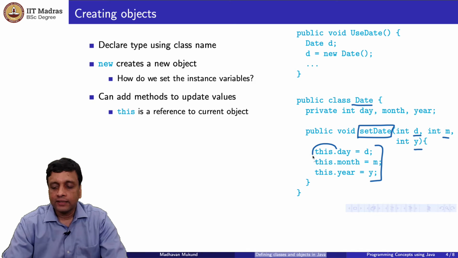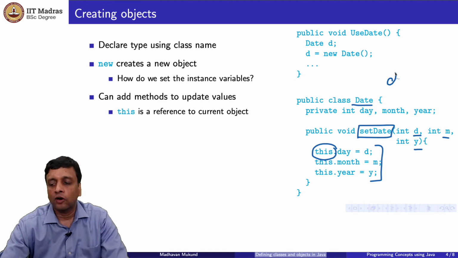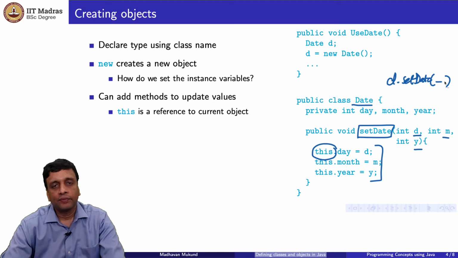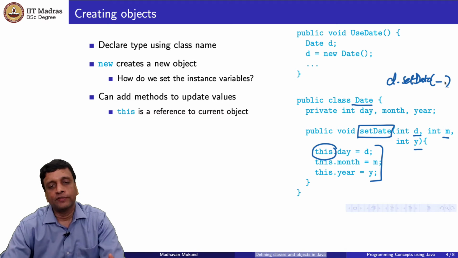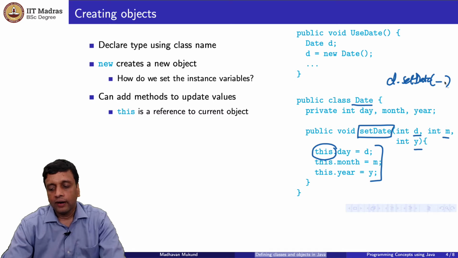So the word this here is specifying that we are talking about the instance variables for the current object. So if I am calling d.setDate with some values, this will mean that inside d, it is referring to its own copies of this day, month and year. So it's just used to disambiguate which day, month and year we're talking about, as we will see as we go along. So this now sets this up, and it will now allow us to update.